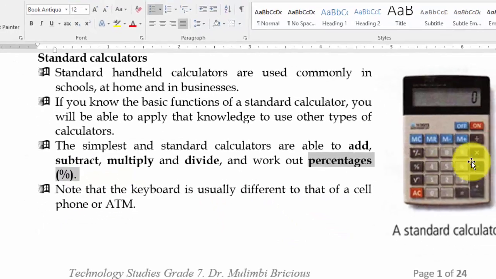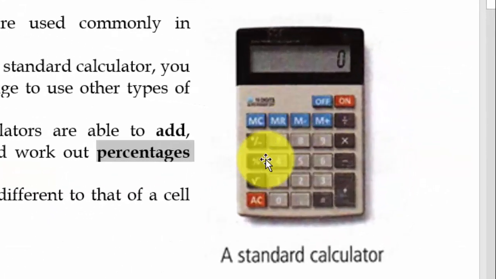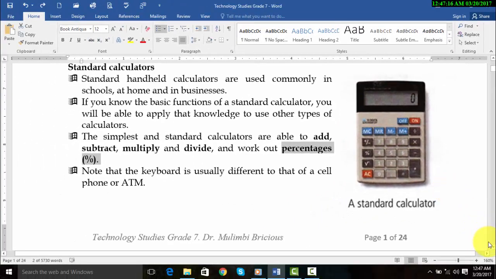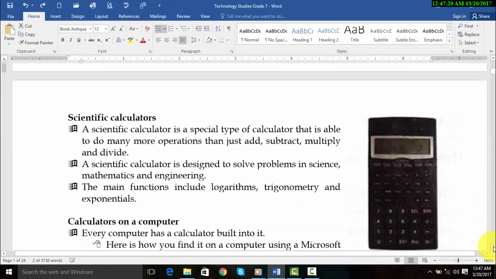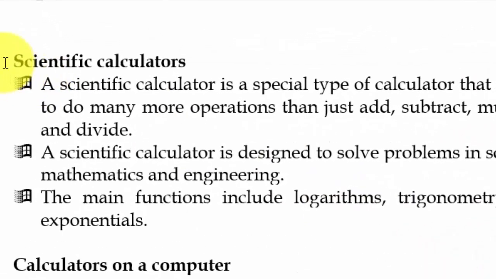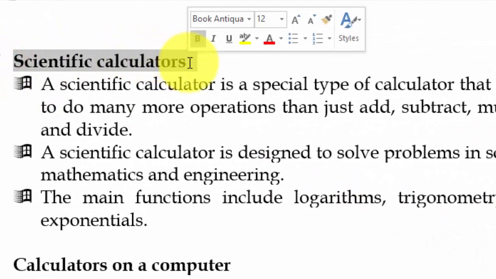So what we are saying is that the keys which are here are different from the keys which are on the cell phone, and also the keys which are on the ATM. Thank you very much. So now we can look at the other part there. We are going to look at what we call the scientific calculator.